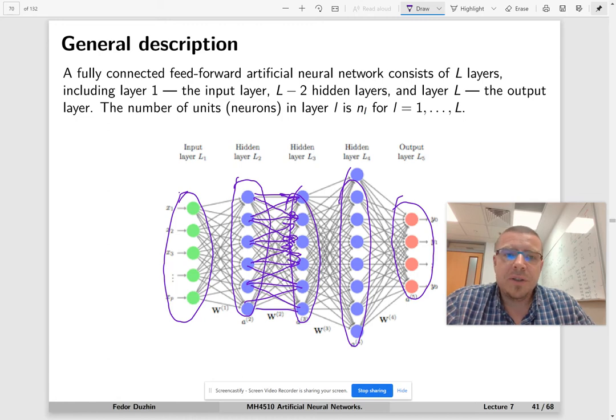There are more complex architectures when it's not just from left to right, but there are so-called recurrent neural networks, where in the process of computation, every time we are using the new input plus we are reusing some of the old input. But in any case, in this lecture, I'm going to just talk about fully connected feed-forward artificial neural networks.